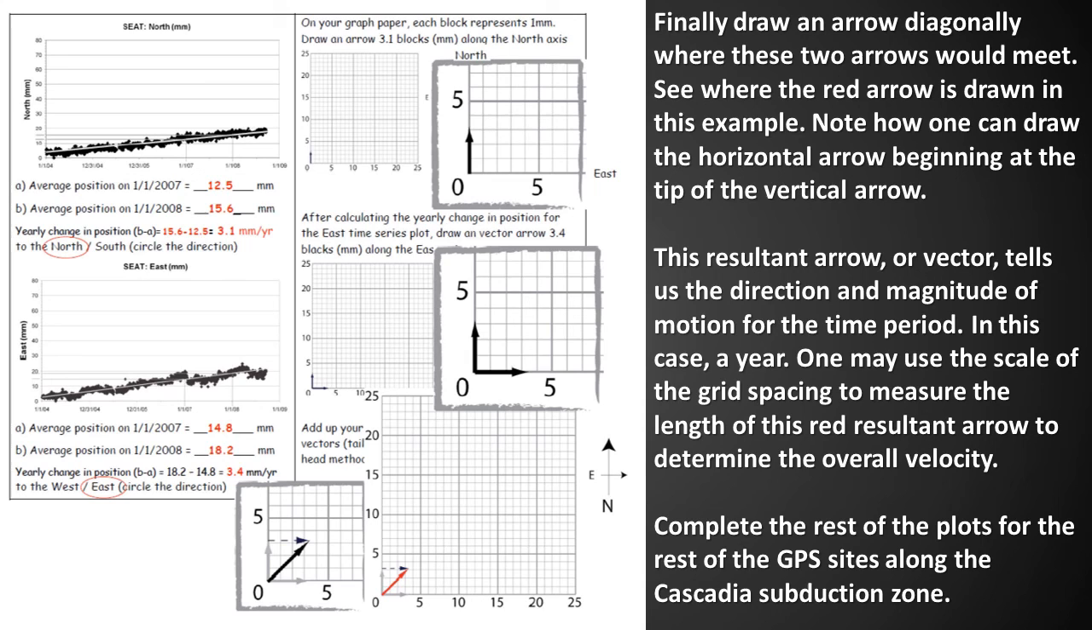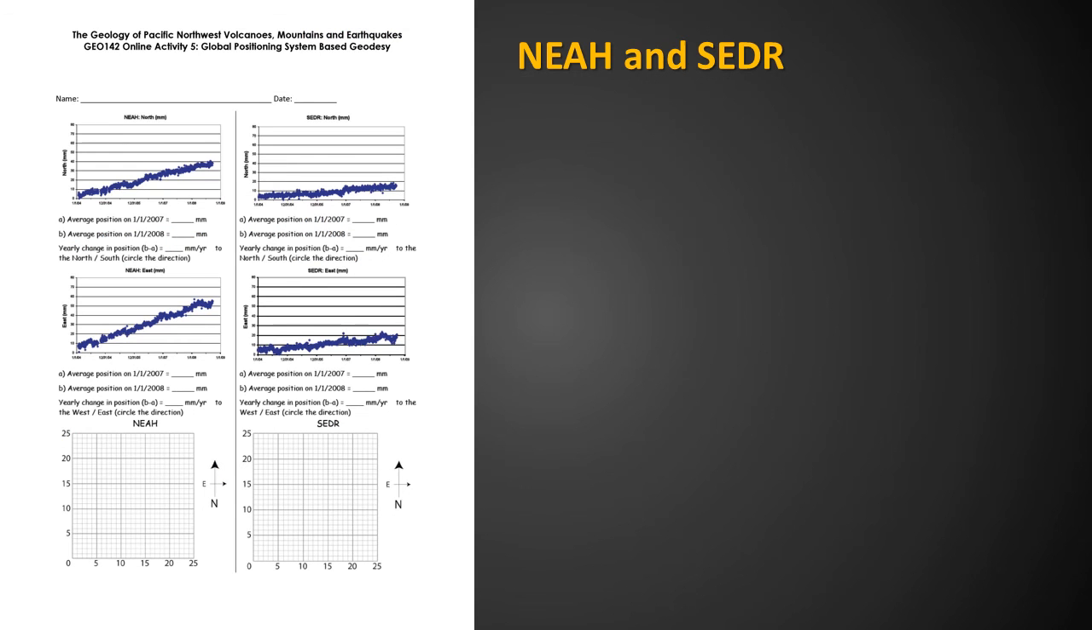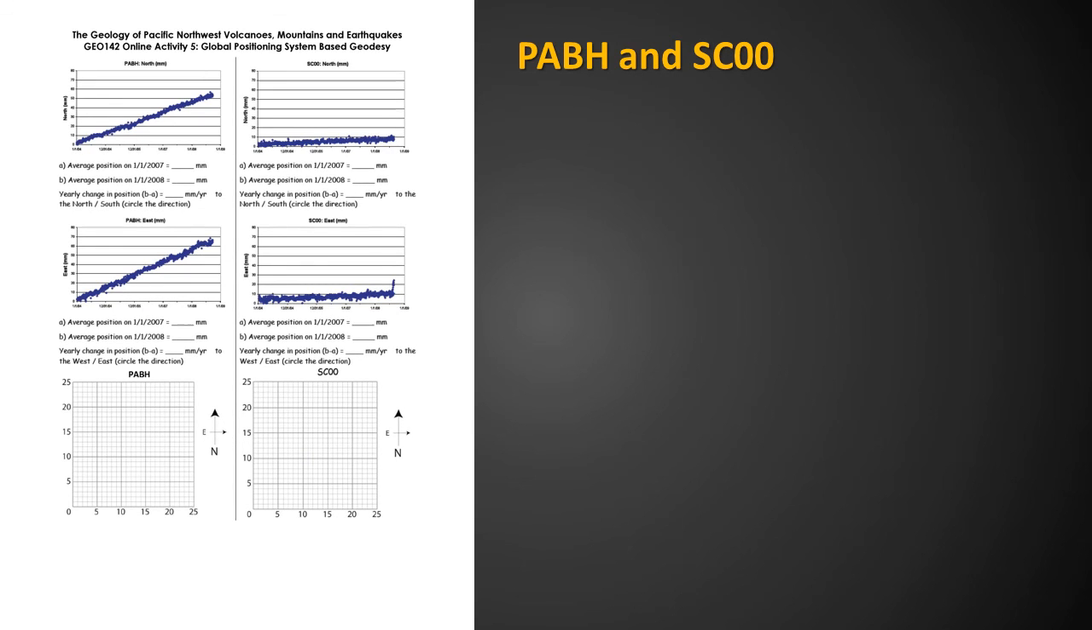Complete the rest of the plots for the rest of the GPS sites along the Cascadia subduction zone. Here are sites Nia and Cedar. Here are sites P401 and P022. Here are sites PABH and SC00. Here are sites P407 and P430.